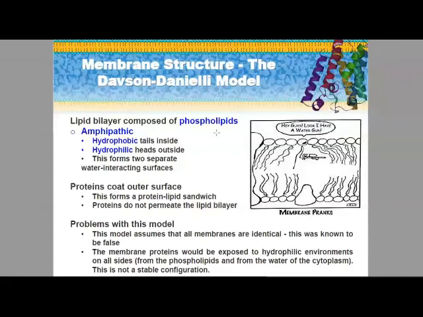Now, the first attempt to describe the structure and the composition of the plasma membrane was by Davson and Danielli. They proposed the structure of the plasma membrane based on a phospholipid bilayer. We already talked about these molecules, phospholipids, that are described as amphipathic molecules, meaning that they have a hydrophilic portion and a hydrophobic portion within their structure.